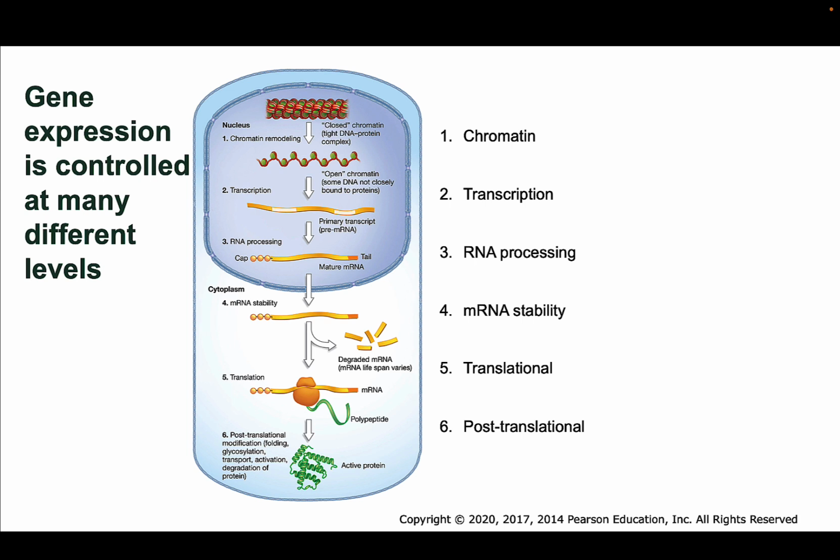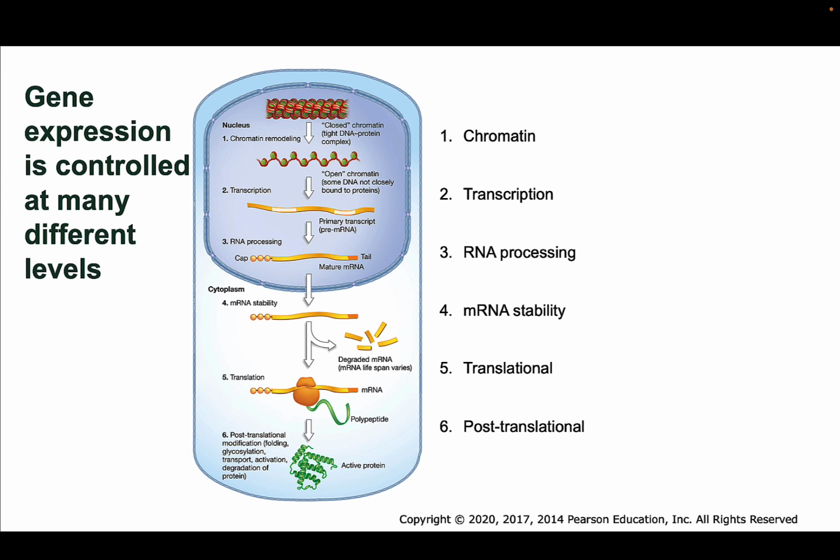Okay, so gene expression in eukaryotic cells is controlled at many different levels, okay? We have a lot of control happening in the nucleus, and we have then levels of control happening in the cytoplasm, okay? So I'm going to walk through these 6 different ways in which gene expression can be controlled in a eukaryotic cell. And some of them we've talked about before, and some of the ways are new, okay?